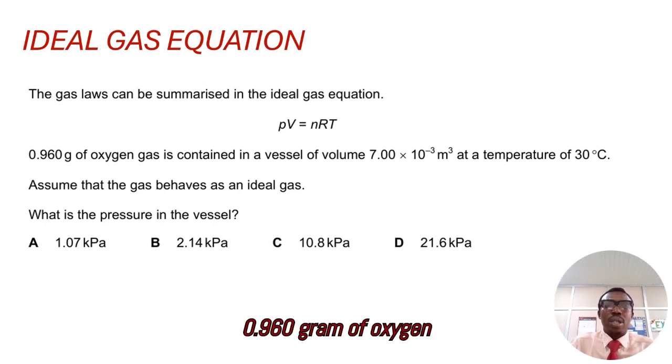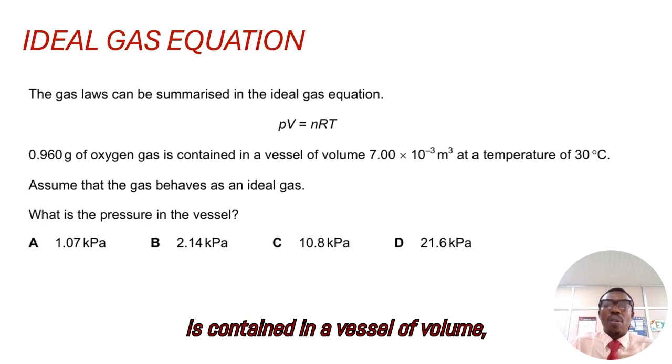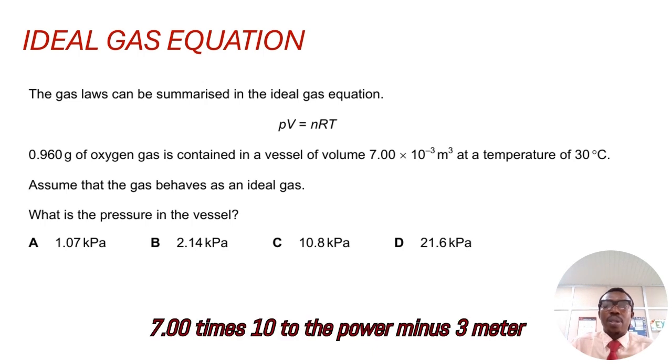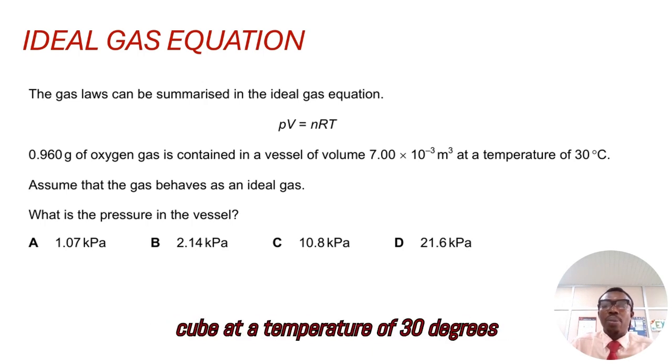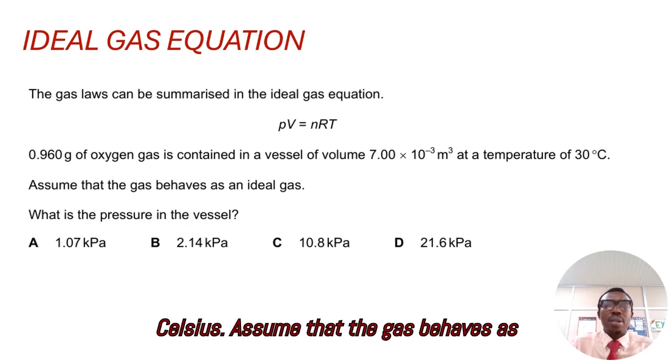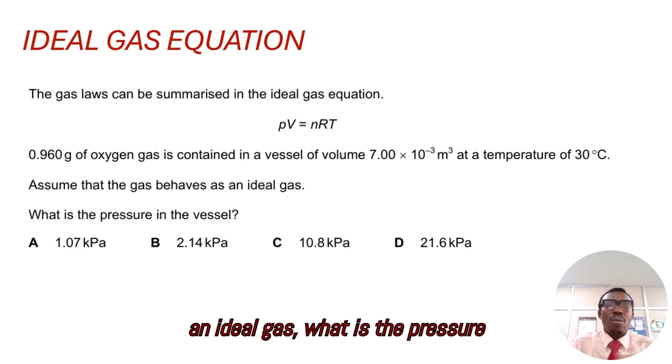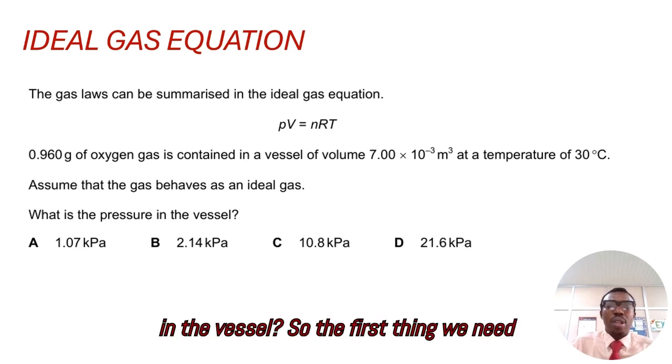0.960 gram of oxygen is contained in a vessel of volume 7.00 times 10 to the minus 3 meter cube at a temperature of 30 degrees Celsius. Assume that the gas behaves as an ideal gas. What is the pressure in the vessel?